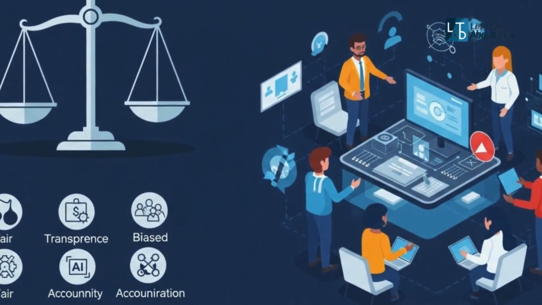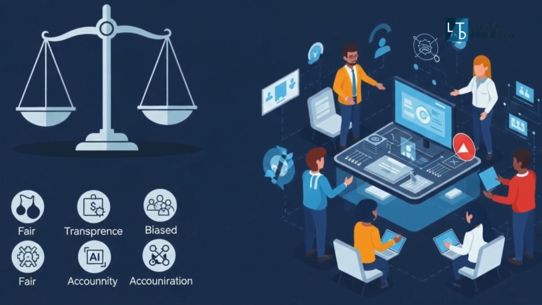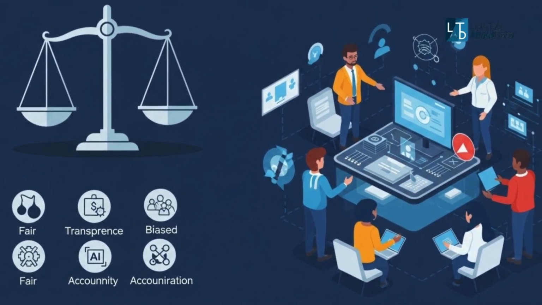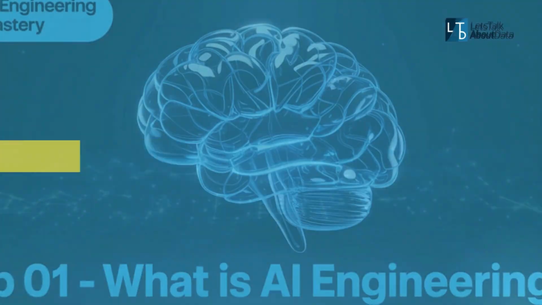Now, let's talk about what really matters, ethics. As AI becomes more embedded in society, questions around bias, fairness, accountability, and even misuse are front and center. AI engineering isn't just about performance metrics anymore. It's about building systems that are safe, fair, and transparent. That means diverse teams, responsible design, and critical thinking at every stage of development.